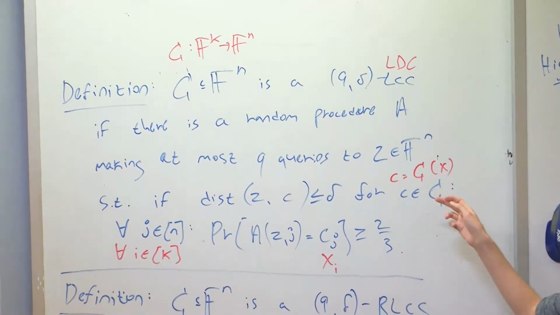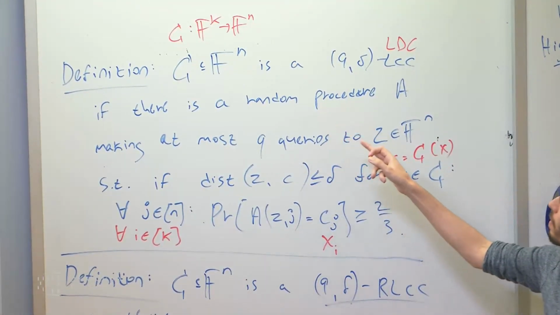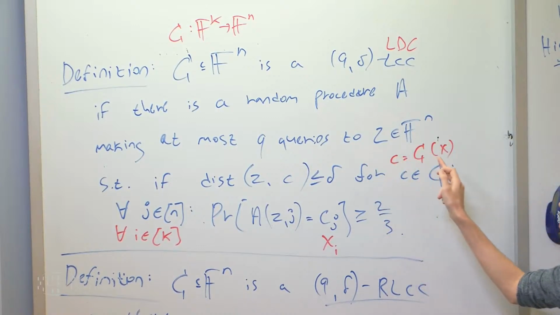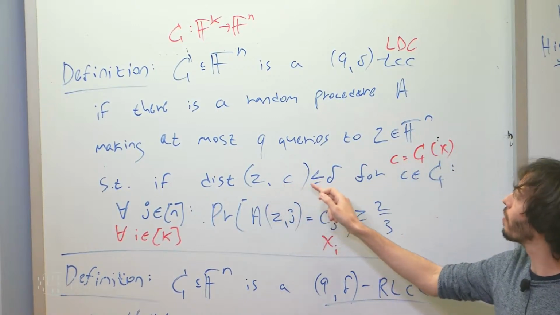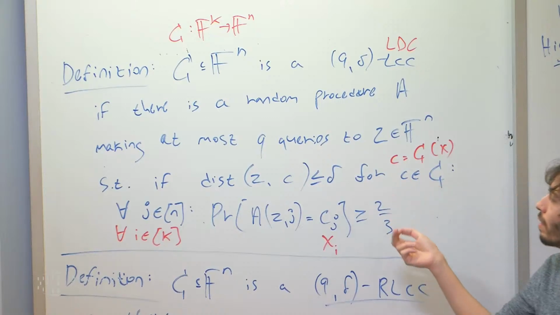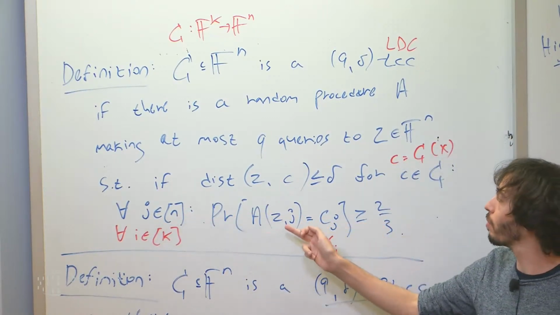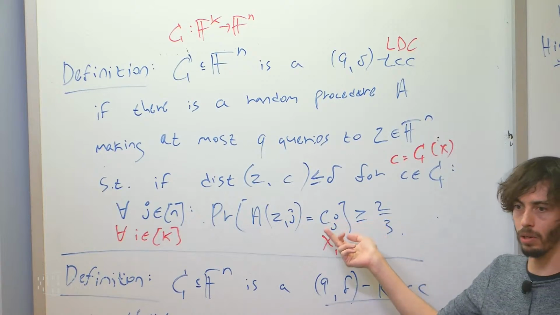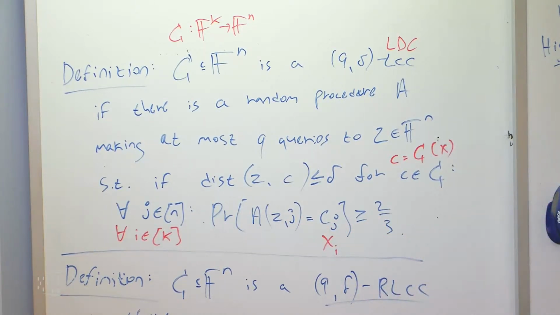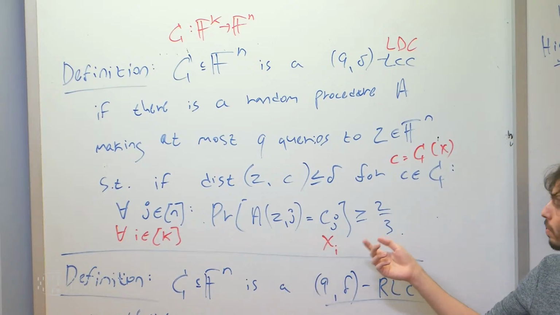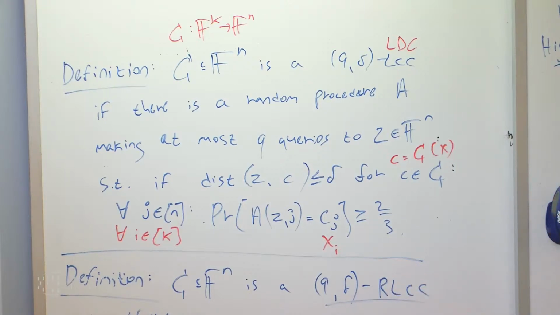There should exist some randomized procedure such that if the given string is at distance at most delta from some codeword, then the requirement is that for every index j, the procedure is able to correct c at location j with a good enough probability. In the case of locally decodable codes, we require the same, but this time we are looking to decode a bit of the message rather than the codeword.